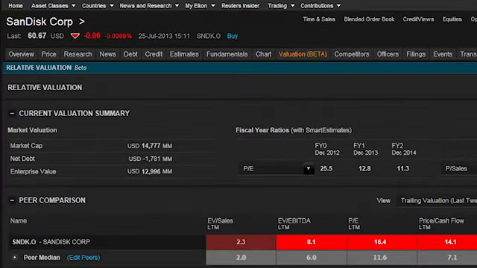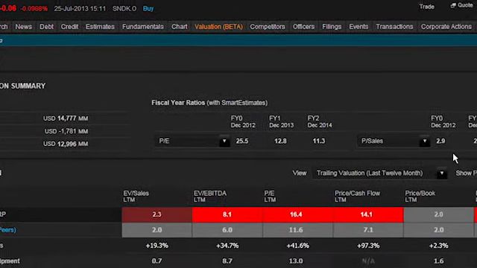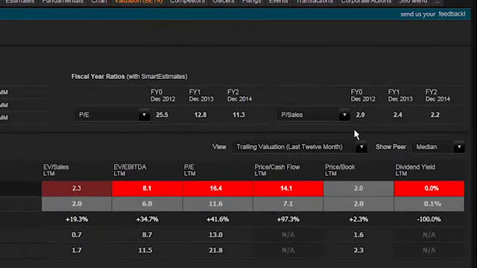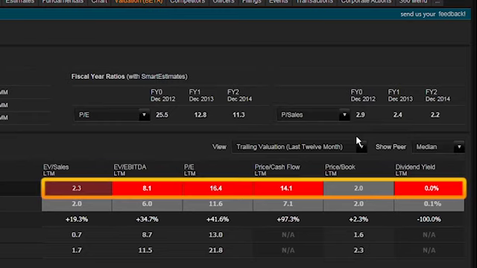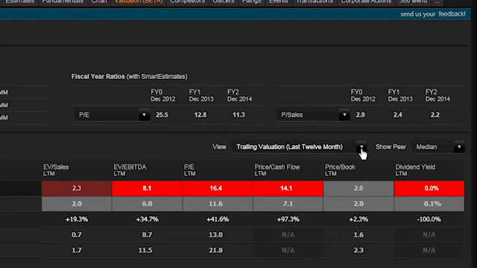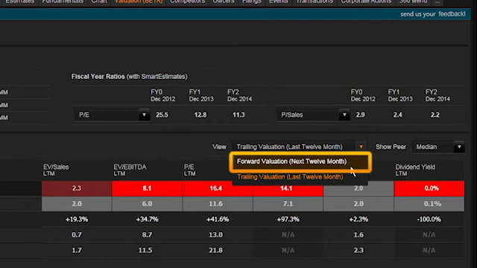Relative valuation looks at a stock the way a banker would, using 6 commonly used valuation ratios. We look at where the stock has been over the past 12 months. We also look at forecasts for the next 12 months, again using our StarMine smart estimates.